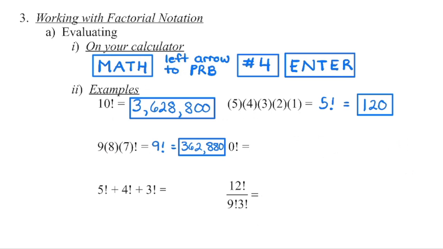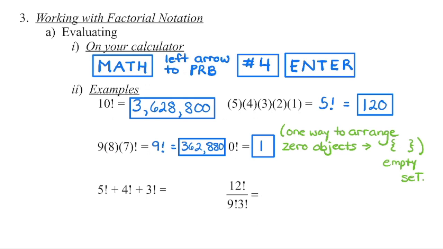Now, what about 0 factorial? What happens when you put 0 factorial into your calculator? You might notice we get a value of 1. Well, if we arrange 0 objects, how do we get one arrangement out of that? You can think about set theory. There is only one way to arrange no objects. We end up with an empty set. There's nothing in it. So 0 factorial is 1.